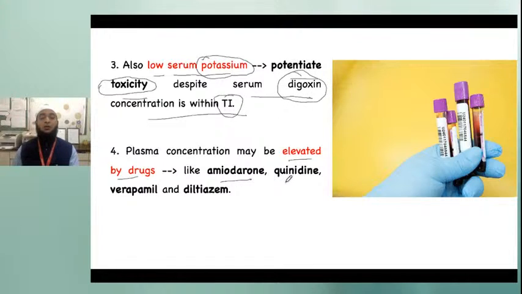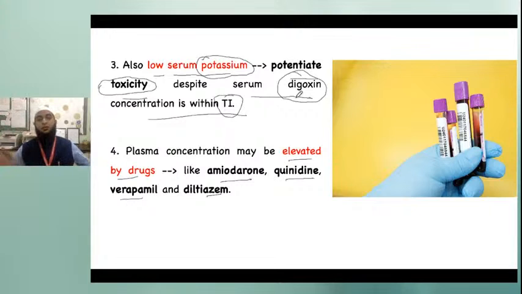Likewise, patients on treatment with antiarrhythmic drugs like quinidine, verapamil, which is an anti-hypertensive drug, and likewise diltiazem. These are all drugs which increase the level of digoxin. So you have to be very careful about which drug is selected in combination with digoxin. It should not affect its concentration.